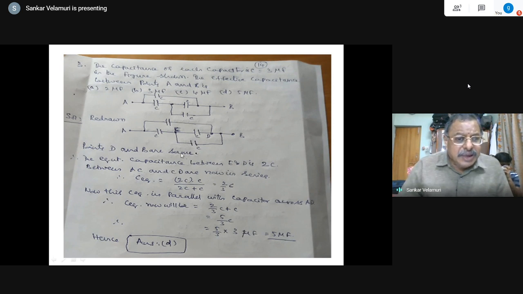Then between AC and CD, since 2C and C are in series, the equivalent capacitance is 2C into C by 2C plus C, which is 2/3 of C. Now this equivalent capacitance is in parallel with the capacitor C here. So the equivalent capacitance will be 2/3 of C plus C, which is 5 by 3 C. Multiplied by the C value, which is given as 3 microfarads, 5/3 of 3 is 5 microfarads. So therefore the answer is D.